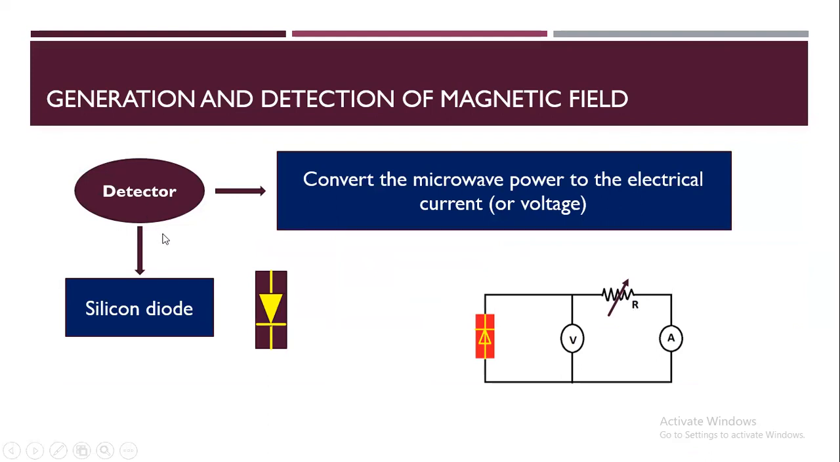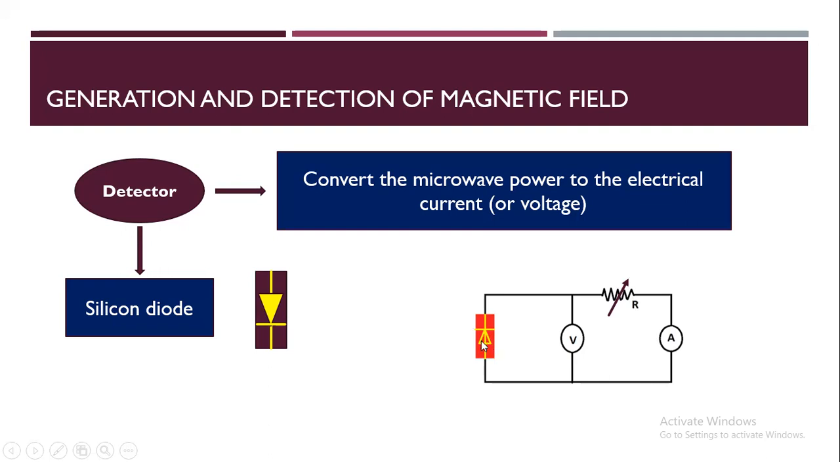After the generation of the magnetic field, we get the signals from the sample. Then we have the detector. The detector converts the microwave power coming from the cavity into an electrical current. As the detector, we use a silicon diode. It's a very simple structure. This is the circuit diagram of the diode. We measure the voltage and get the current output. This is a variable resistance, so that we can exactly get the value of the current.